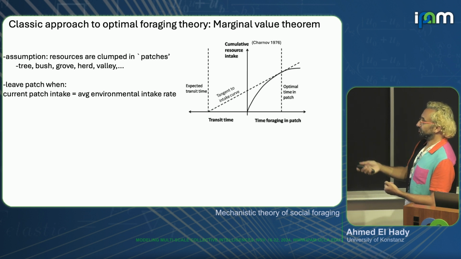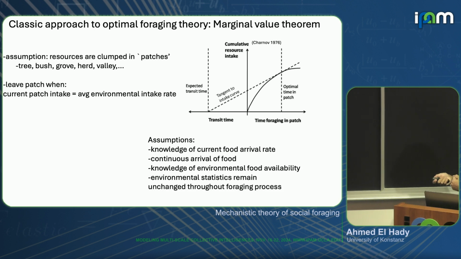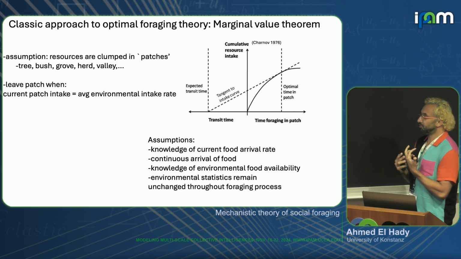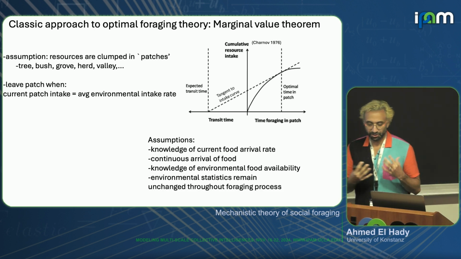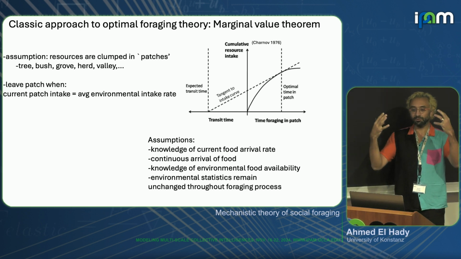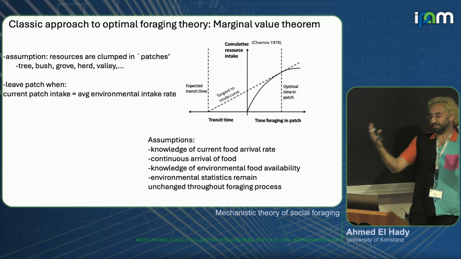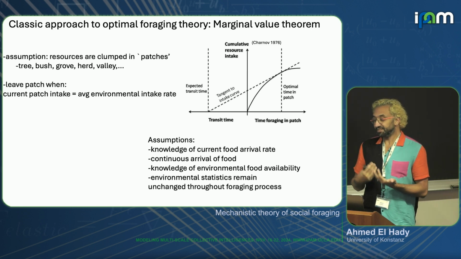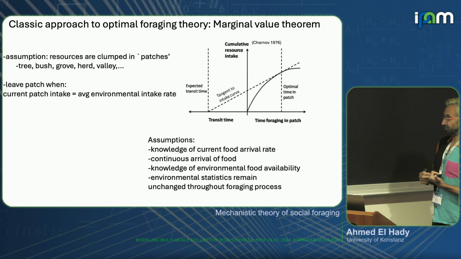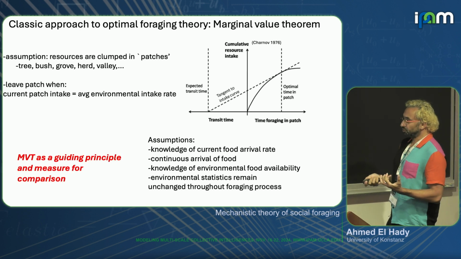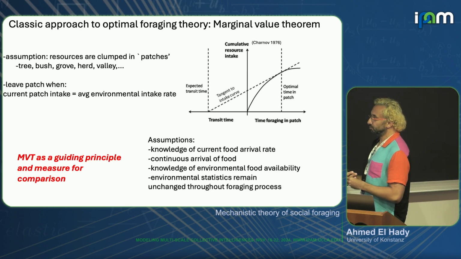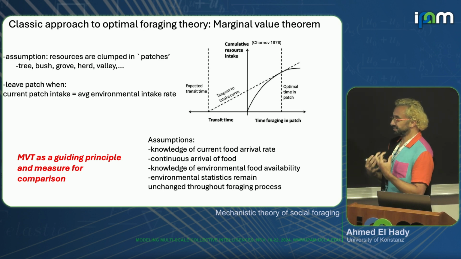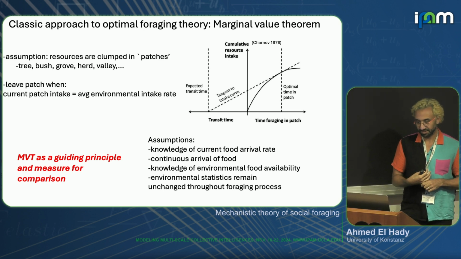This gives the optimal time in patch. But if we go deeper, we find that the marginal value theorem has very strong assumptions underlying it: that the animal knows basically everything about the environment, that food is arriving continuously, and that the environmental statistics remain unchanged. Throughout the talk, I will use MVT as a guiding principle and a measure for comparison.